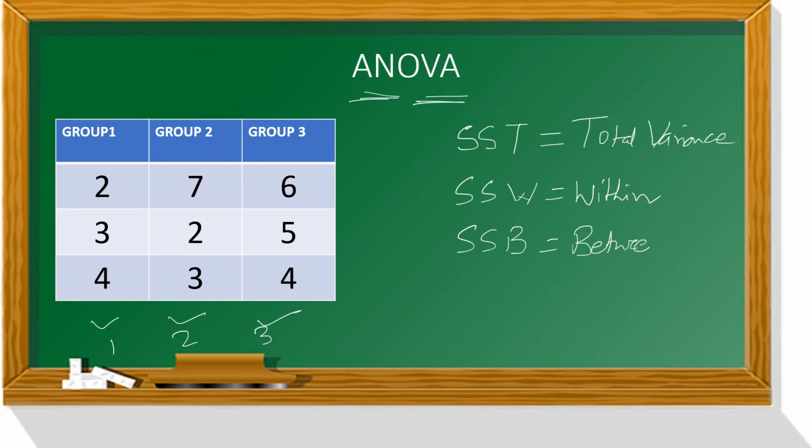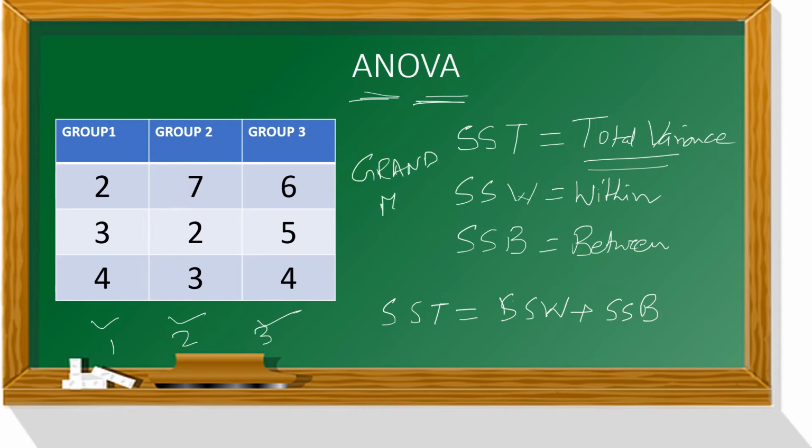So your total variation will be equal to the between group variation plus the within group variation. And in order to calculate the total variation, what we will do is take something called the grand mean. Grand mean is the mean of means. We will take the grand mean.